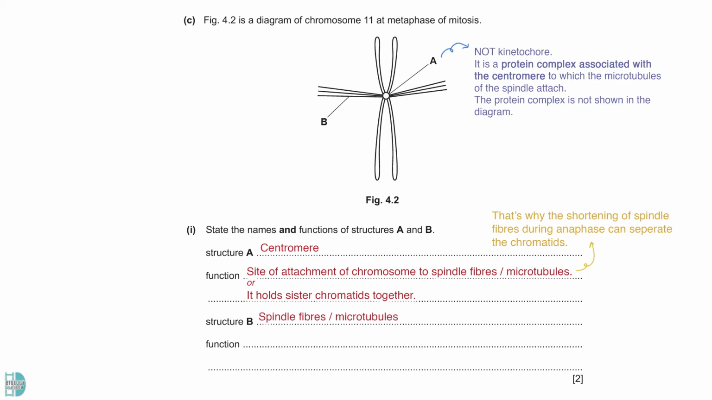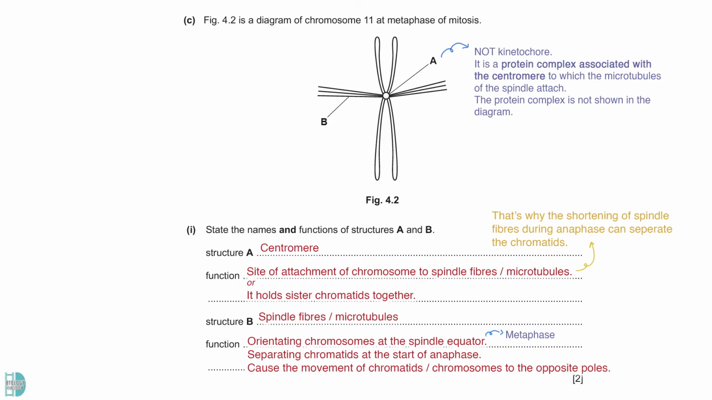B is the spindle fibers. It is made up of microtubules, so you can use this as an answer as well. During metaphase, they orientate chromosomes at the spindle equator. At anaphase, they cause the separation of chromatids due to their shortening or contraction. They pull the centromere and cause the movement of chromatids to the opposite poles.